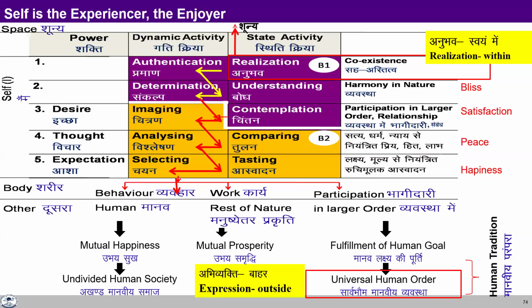And then my thoughts are guided, my expectations are guided, my participation is guided with human being and the rest of nature, and I become a pillar of undivided society and universal human order that may lead to human tradition for the time to come.